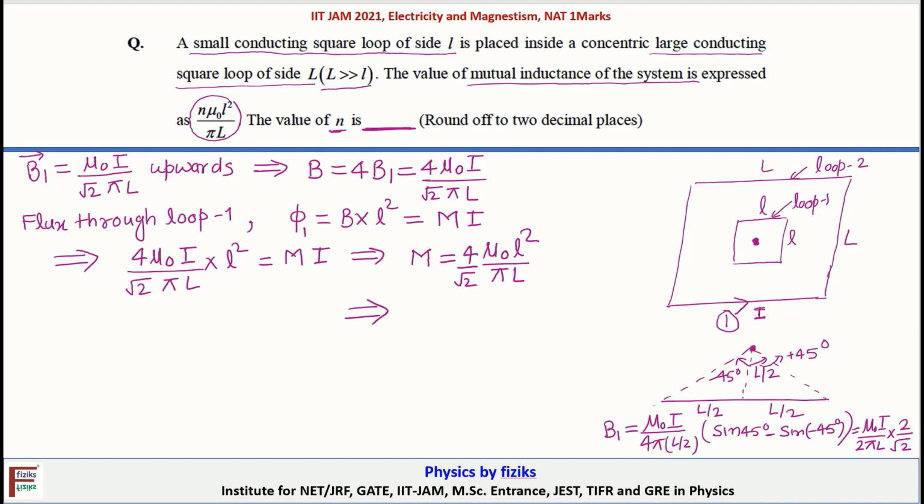So if we calculate 4 by root 2, this value will be 2.828 mu naught l square by pi. So this will give you n as 2.828, and at 2 decimal places, that is 2.83. So this value will be 2.83.